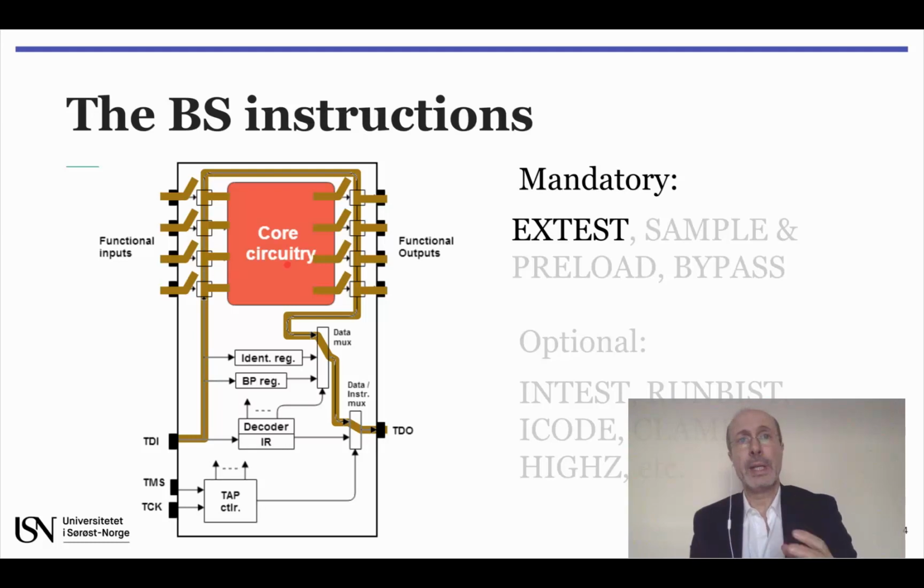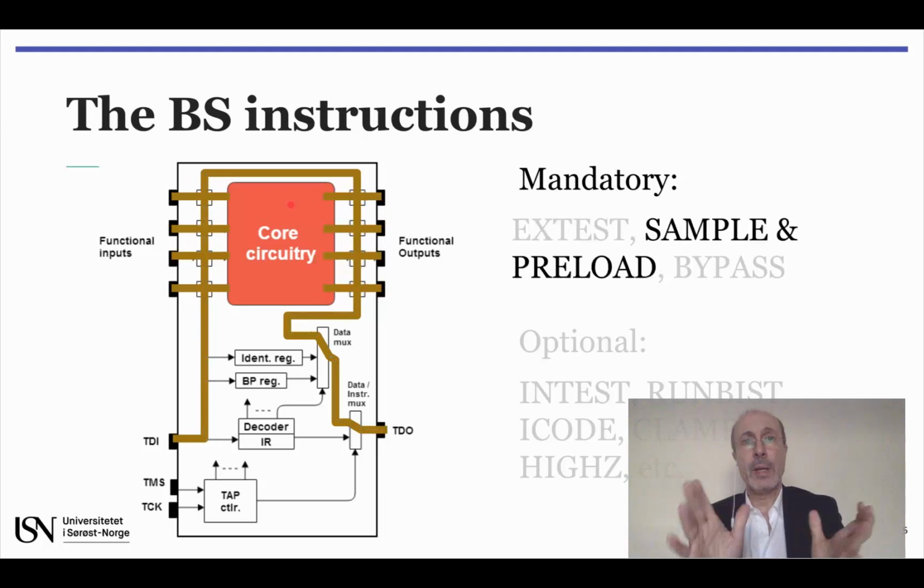External test has a predefined code that is all zeros. So this will be the selected operating mode if the instruction register is loaded with all zeros. Sample and preload, which in earlier versions of the standard consisted of one single instruction called sample/preload, also select the boundary scan register, but the difference to external test is that in this case the boundary scan cells are set to transparent mode, and therefore all the pins are connected to the core logic and the circuit will operate normally.